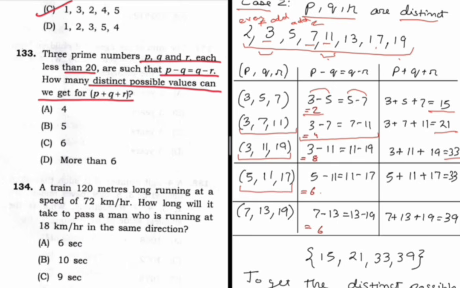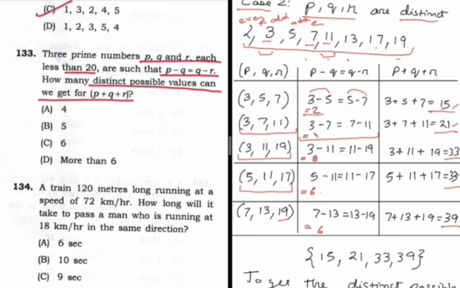Similarly, for number 7, check again like we did for the other numbers. So 13 minus 7 is equal to 6, and 19 minus 13 is also equal to 6. So you have ended up for 7 also at 19, so we cannot move on to other values. So here we have 15, 21, 33, 33, and 39. These are the possible values of P plus Q plus R when P, Q, and R are distinct.